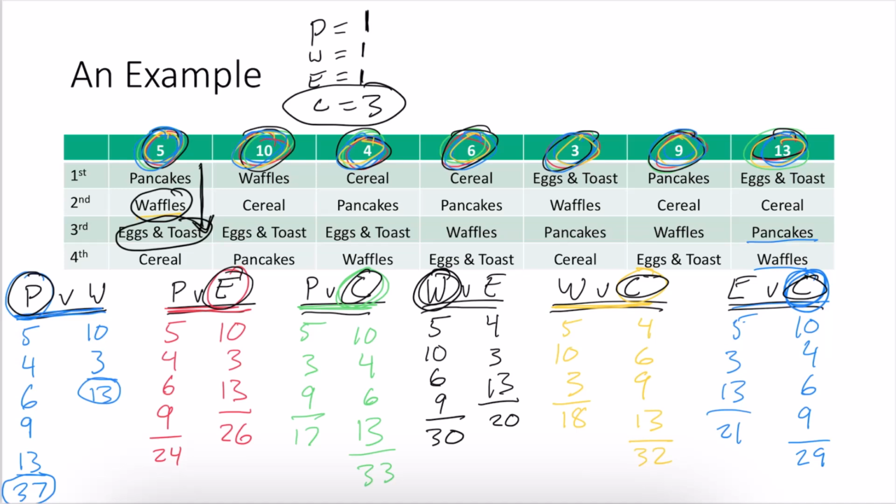So that's how you would do this example of the pairwise comparison method. And one of the most important things when you're doing the pairwise comparison method is to make sure that you really get all of the possible pairs.